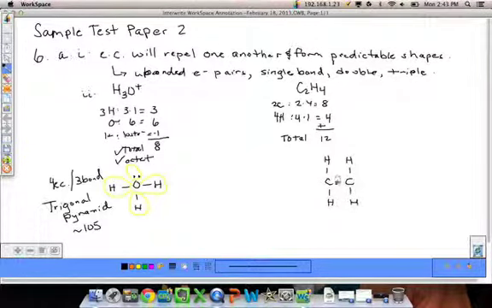So I'm going to put in a double bond. Now the carbons each feel 2, 4, 6, 8, 2, 4, 6, 8. So my octet has been checked. Now I need to check my total. 2, 4, 6, 8, 10, 12.